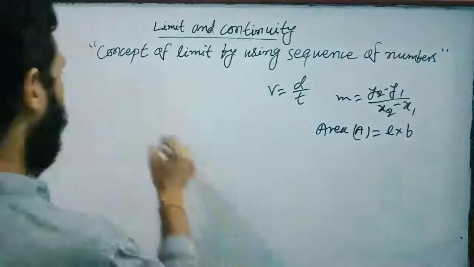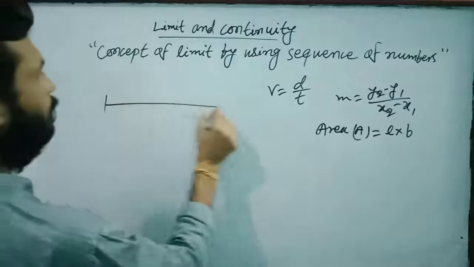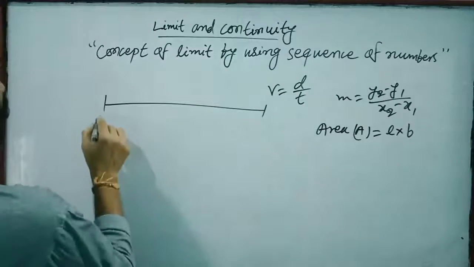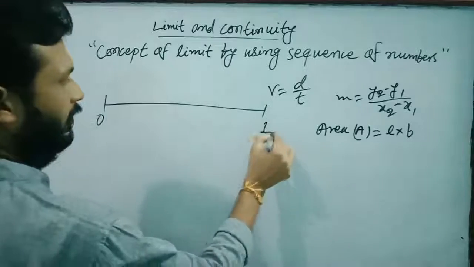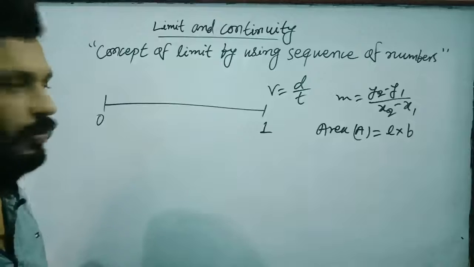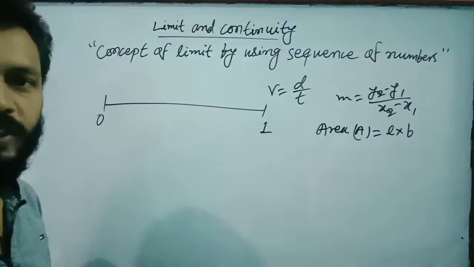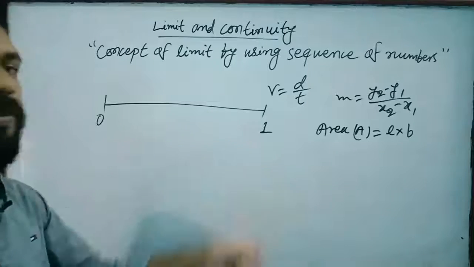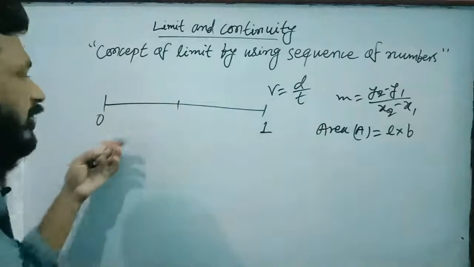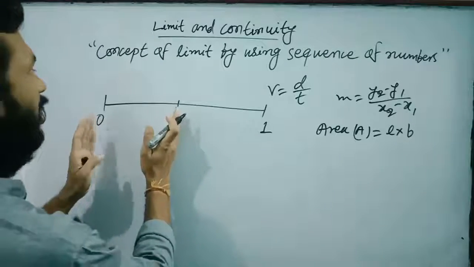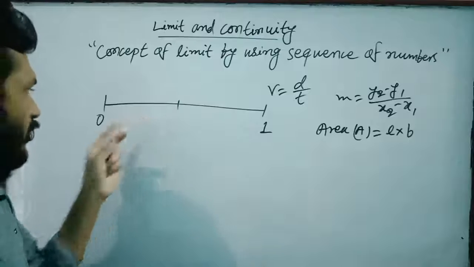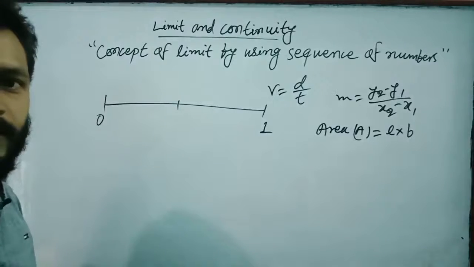Suppose we have a straight line from 0 to 1. Its length is 1 unit. It means 1 cm, 1 meter, 1 kilometer, 1 unit. Then take the exact middle. What is the length of this part? Half. How to find the half?